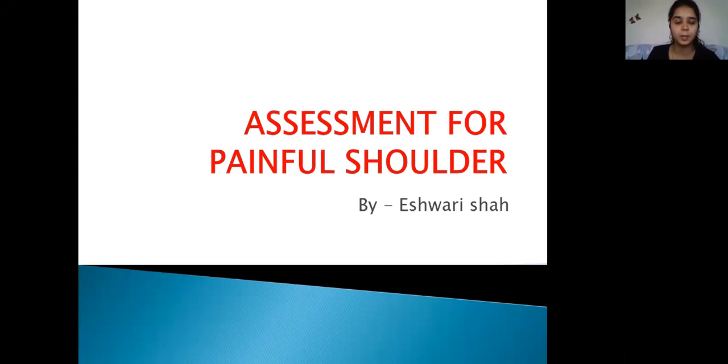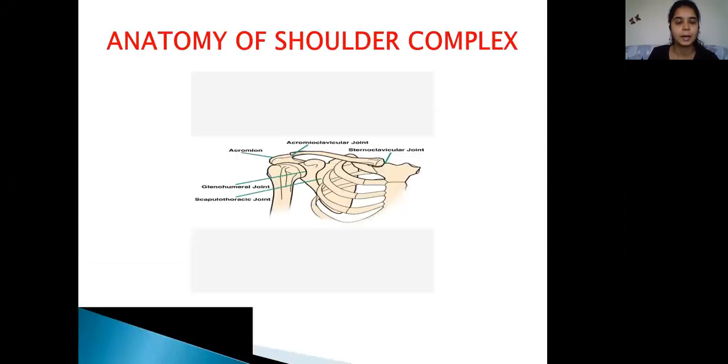Now I'll start with my topic, that is the assessment for painful shoulder. Anatomy of shoulder complex. It's called a complex because these four joints, that is the acromioclavicular, sternoclavicular, glenohumeral, and scapulothoracic joint, they all work together in harmony to produce the movement at the shoulder joint.